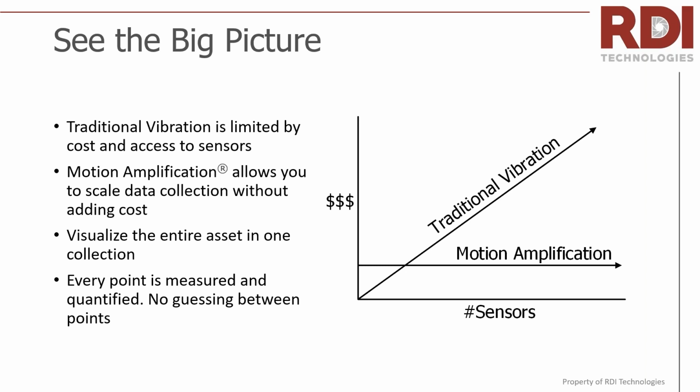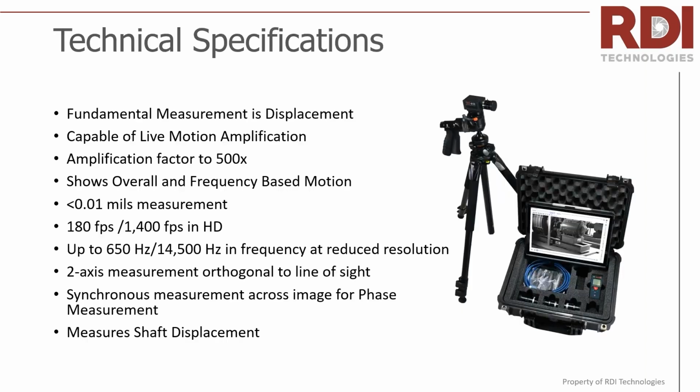So the idea of adding 1 pixel, 2 pixels, and so on and so forth becomes a very, very trivial thing with the camera, because it's just millions of sensors in the camera itself spread over an entire field of view. Just a little bit about the technical specs.